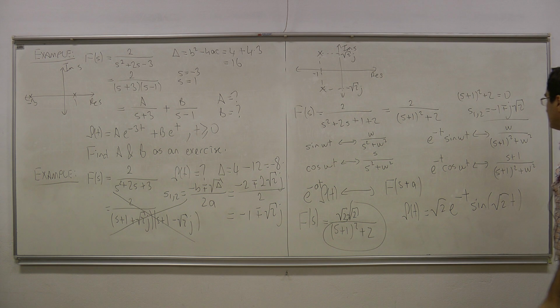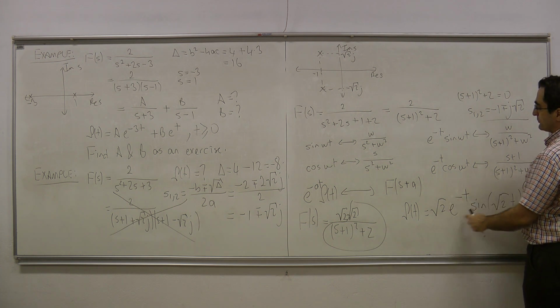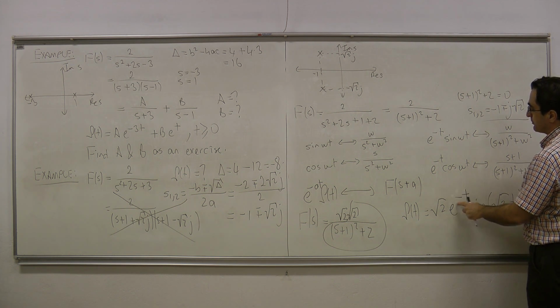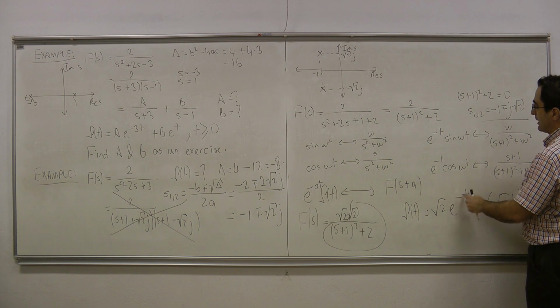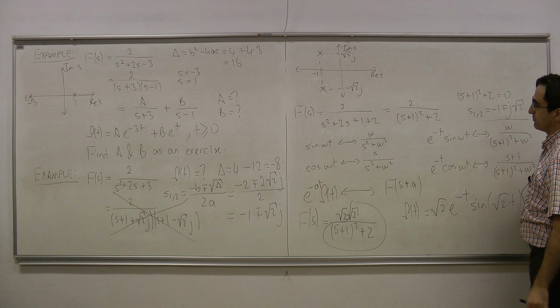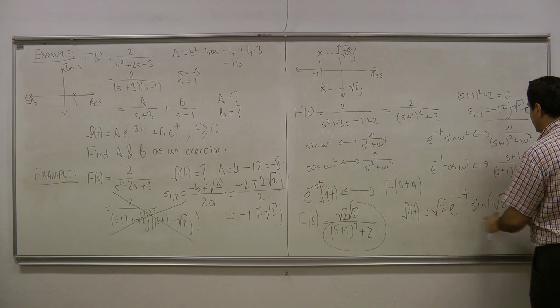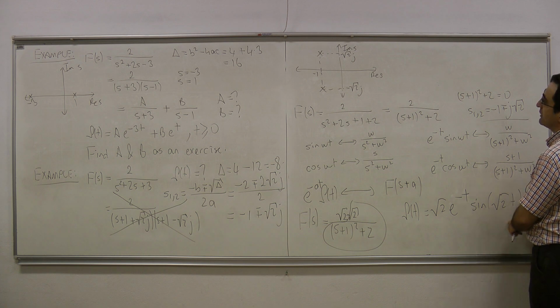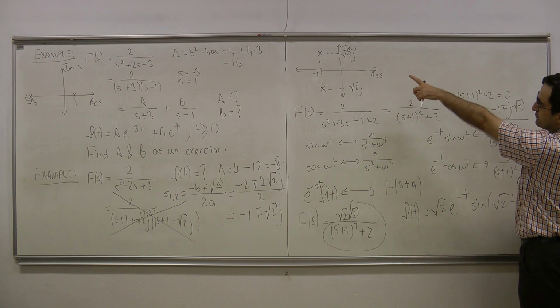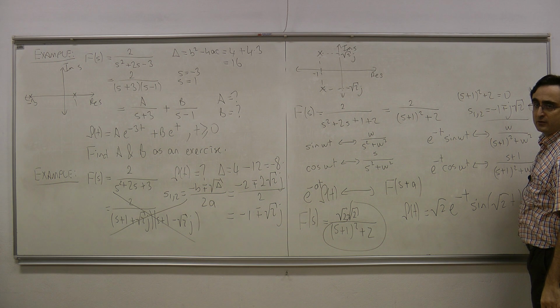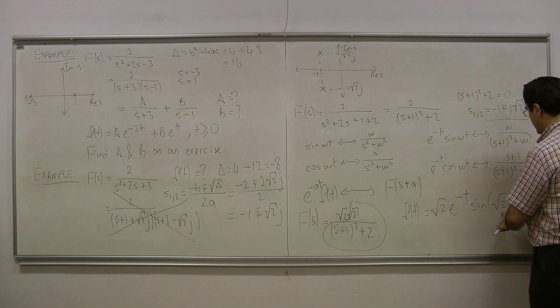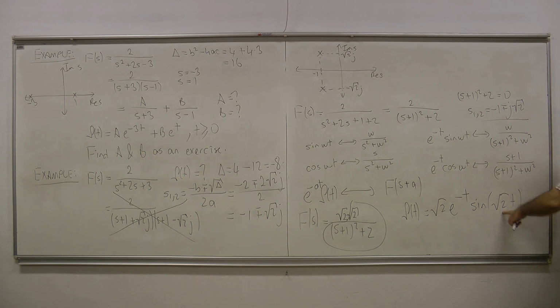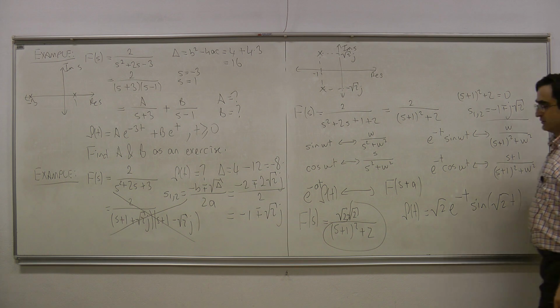So the factor in the power of the exponential, the factor multiplying t, is going to be determined by the real part of the poles. And the frequency of the oscillations, the frequency of the sine and cosine functions, will be determined by the imaginary parts. Here square root 2 is determined by the imaginary parts. All right?